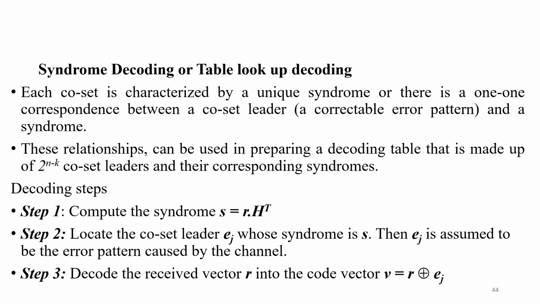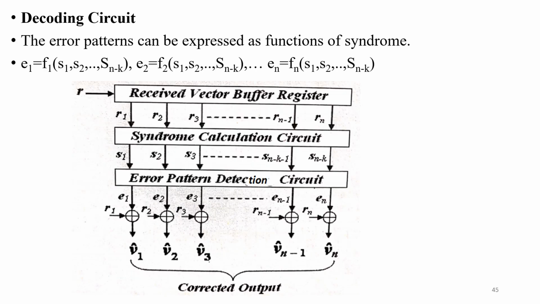Step 1 in decoding is to compute the syndrome S equal to R dot H transpose. Step 2, locate the coset leader Ej whose syndrome is S. Then Ej is assumed to be the error pattern caused by the channel. Step 3. Decode the received vector R into the code vector as V equal to R plus Ej.